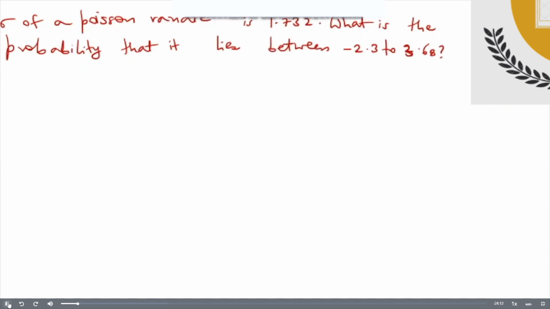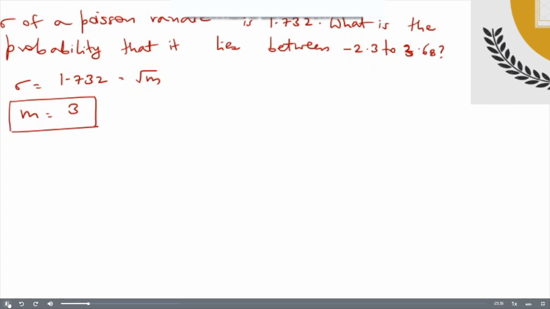Take down this question. Standard deviation of a Poisson variate is 1.732. What is the probability that it lies between minus 2.3 to 3.68? Okay, so standard deviation is equal to 1.732, which is equal to root m. So m is equal to, you have to square 1.732. If you square 1.732, you get 3. Okay, now m is equal to 3. This is what we have found out till now. Now look at the question. They are asking you to tell the probability that it lies between minus 2.3 to 3.68.